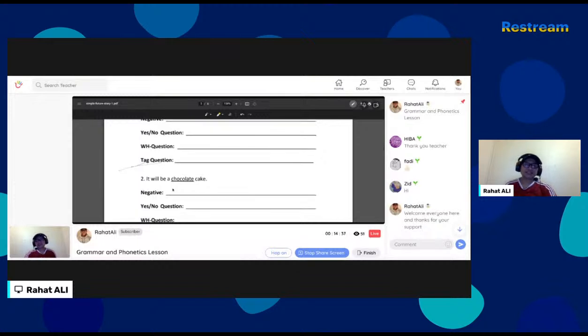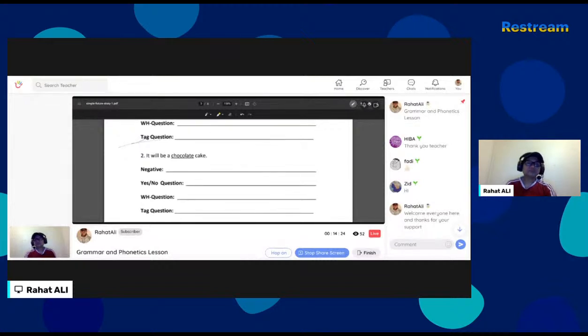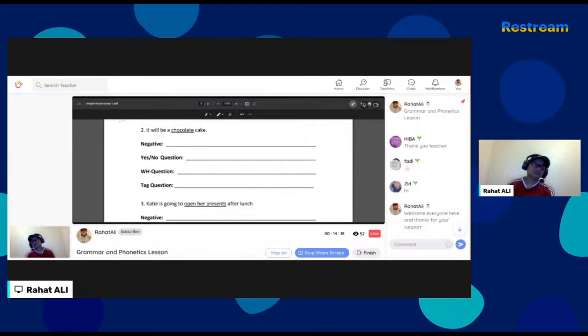It will be a chocolate cake. Negative. It won't be a chocolate cake. Yes, no question. Will it be a chocolate cake? So next one is WH question. How will it be a chocolate cake? We are just bringing the WH question at the front of the interrogative sentence. And that's the rule here.